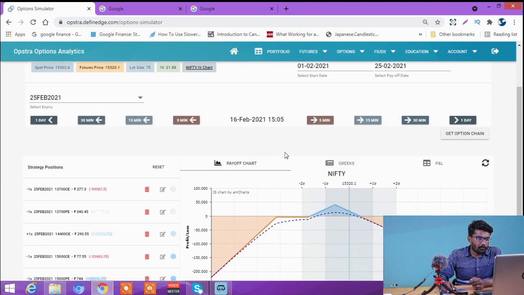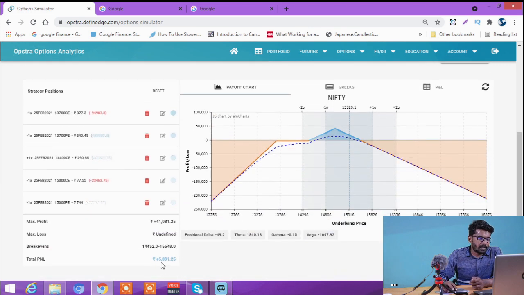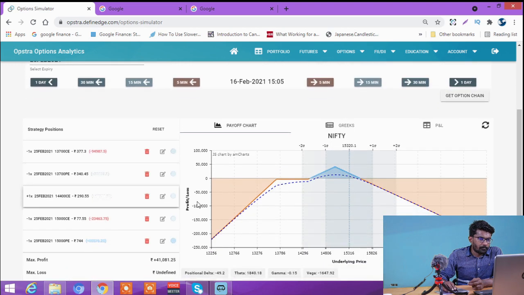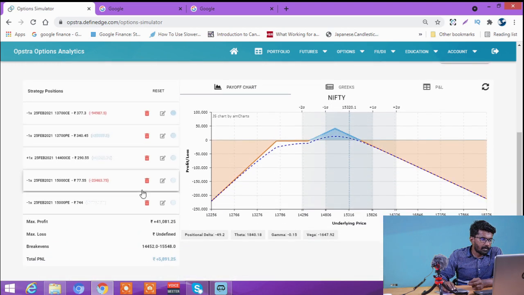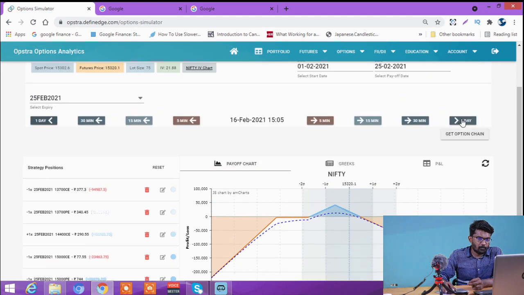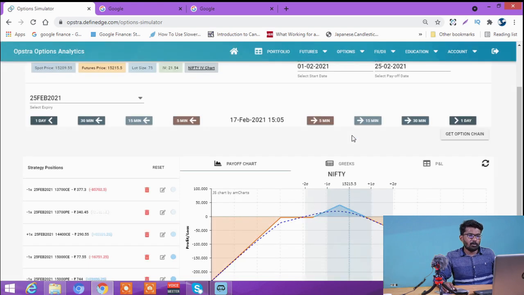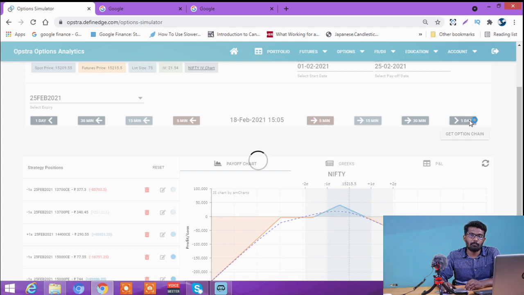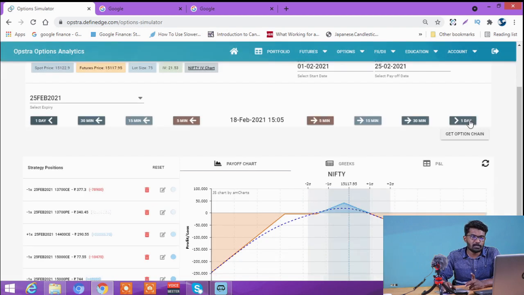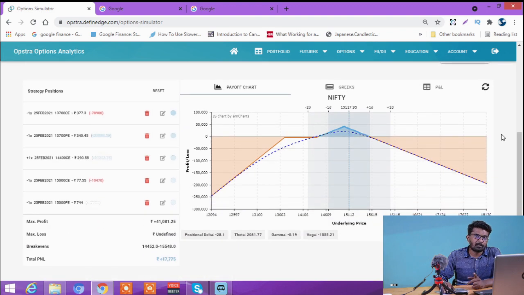Right? On 16th of February, this trade was in a profit of around 5,800. Still we'll see what happens. You make an adjustment only when your break-even point is breached. Unless your break-even point is breached, you are not going to make any adjustment. That is the thumb rule of this strategy.